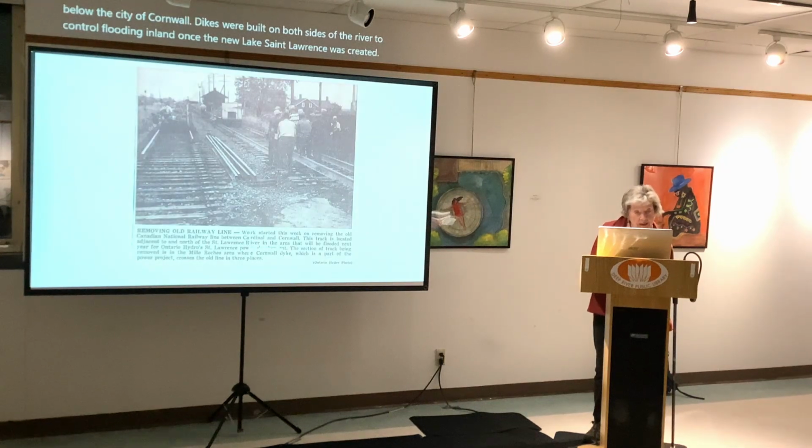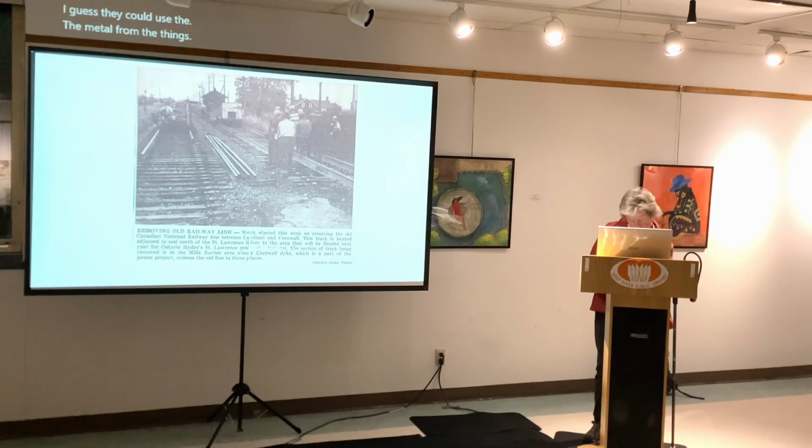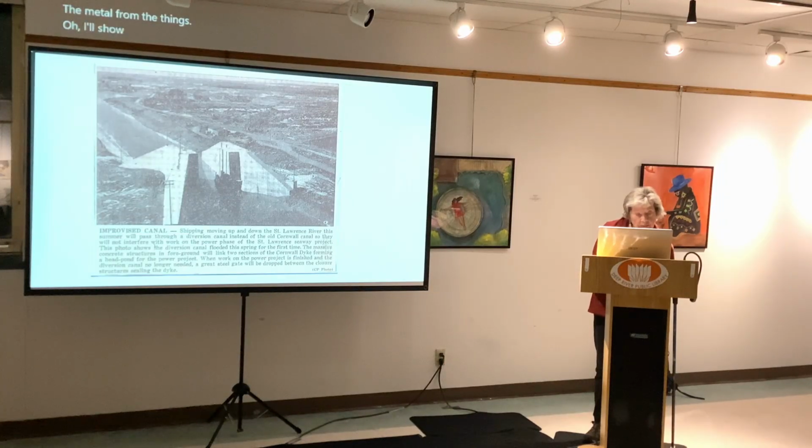So here's the railway tracks that you saw that I was walking along. They removed all these. I guess they could use the metal from the things. I'll show you that. This was the dam. The shipping moving up and down passed through this diversion canal instead of the Cornwall Canal, so they would not interfere with the work on the power phase of the St. Lawrence Seaway.